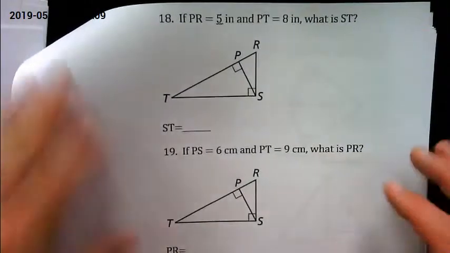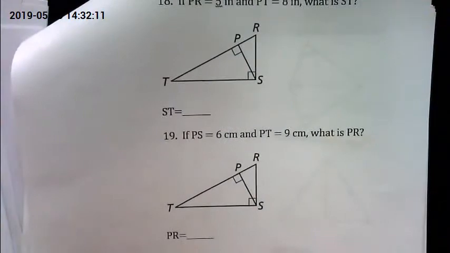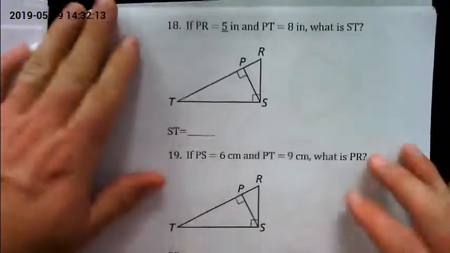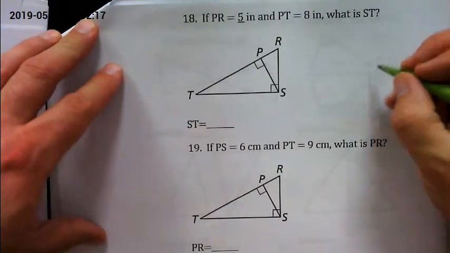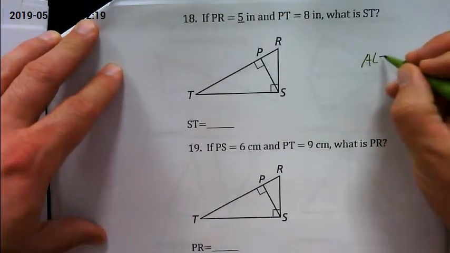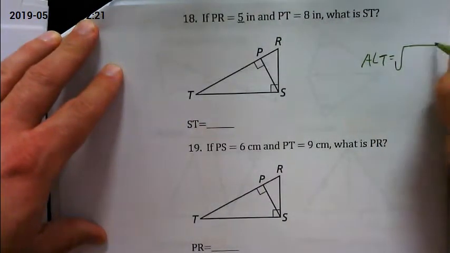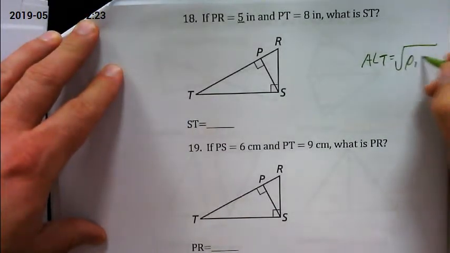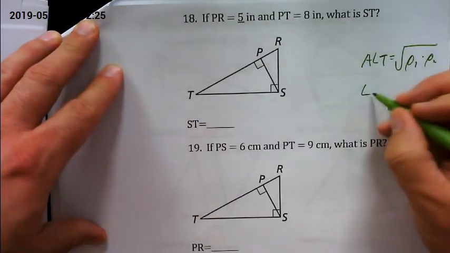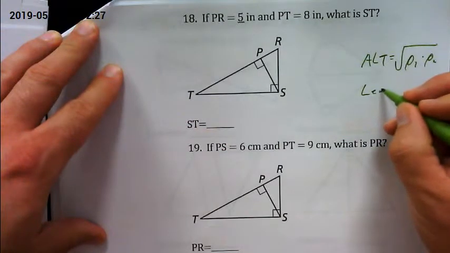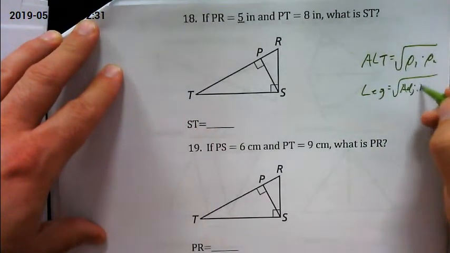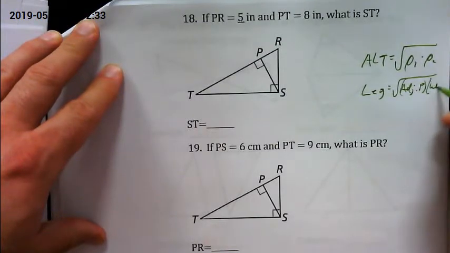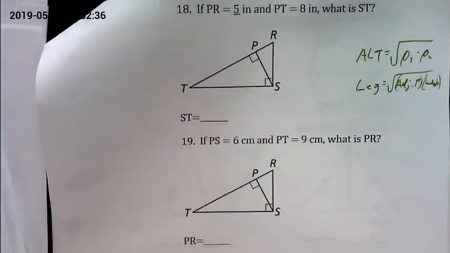Ooh. Bell hasn't rung yet. These two are our properties with our geometric means. Altitude equals geometric mean of part 1 times part 2. Leg, geometric mean of adjacent part and the whole. Alright, we're done.